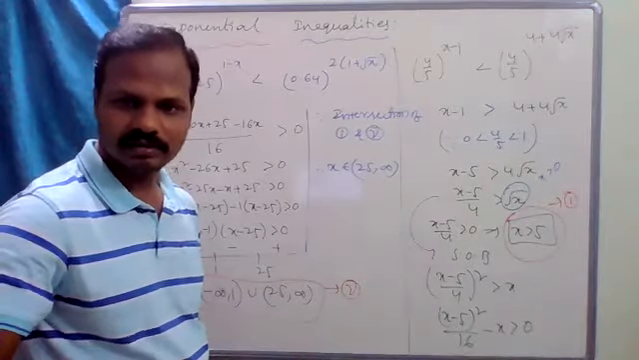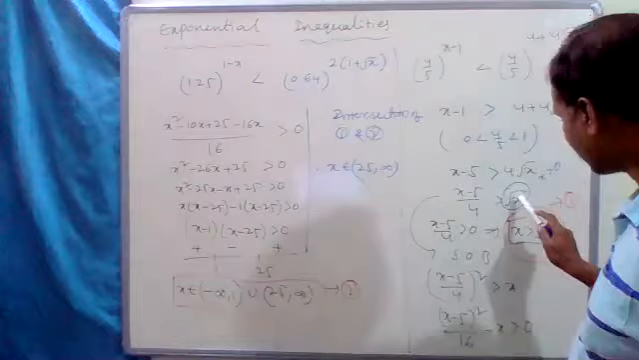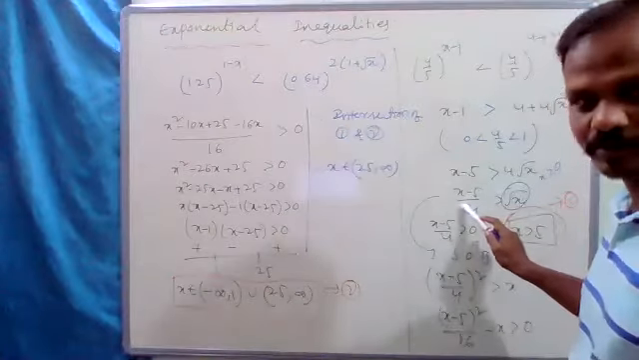Is it clear? Okay? I am not taking x minus 5 as positive. I am taking first this is positive, so that this becomes positive.